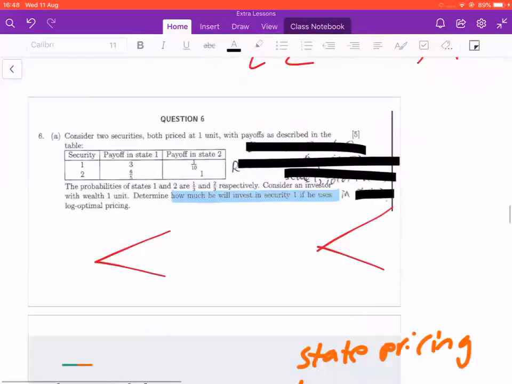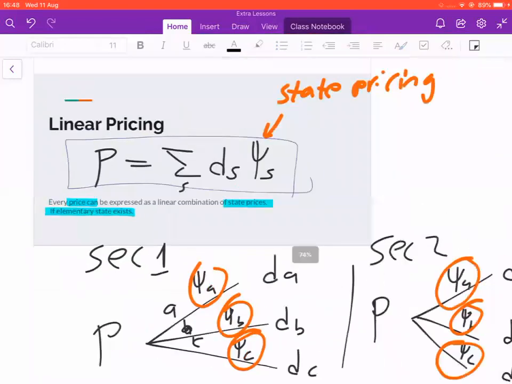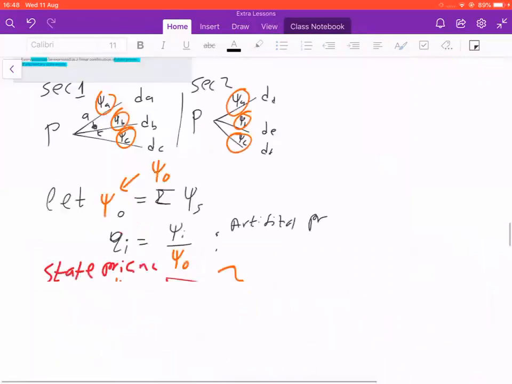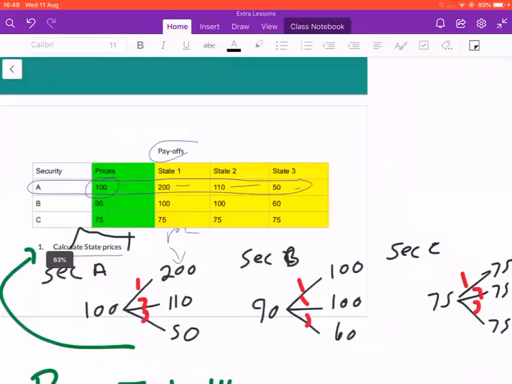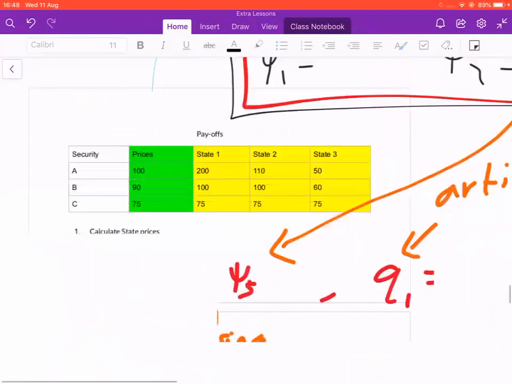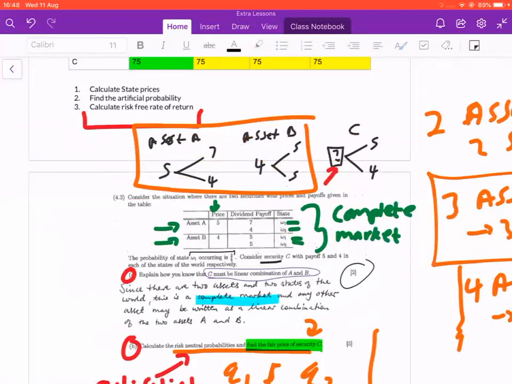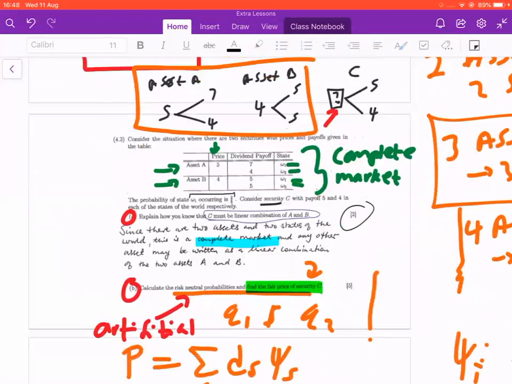And then another question. So this is the method you are referring to, right? In here, you should look at how they ask the question. They can ask you to calculate the state pricing, or find the artificial probability, or calculate the risk-free rate, gain rate, or I think your question is similar to this one, where they want you to calculate the fair price of an asset. So it all depends on how they ask the question.